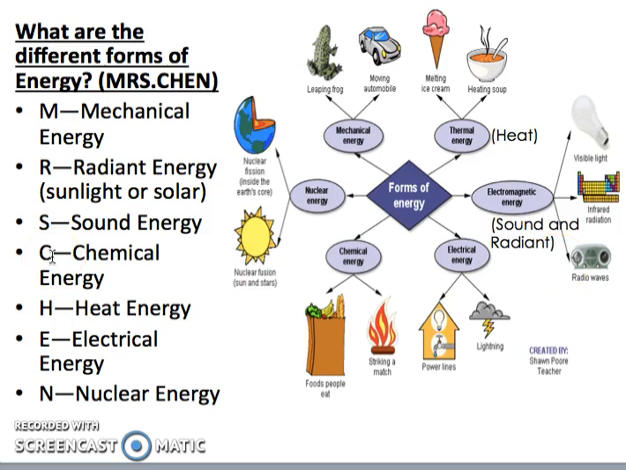C is chemical energy. Chemical energy is any type of energy that comes from chemical reactions, such as breaking down food or burning a piece of wood to form heat. H is heat energy. Heat energy is energy from heating things up. E is electrical energy, energy from electricity, and N is nuclear energy. Nuclear energy is energy from atomic reactions. So when you split atoms apart, it releases a huge amount of energy. And actually, that's the type of energy that's found in the Earth's core, and the type of energy that makes the sun as bright and explosive as it is.